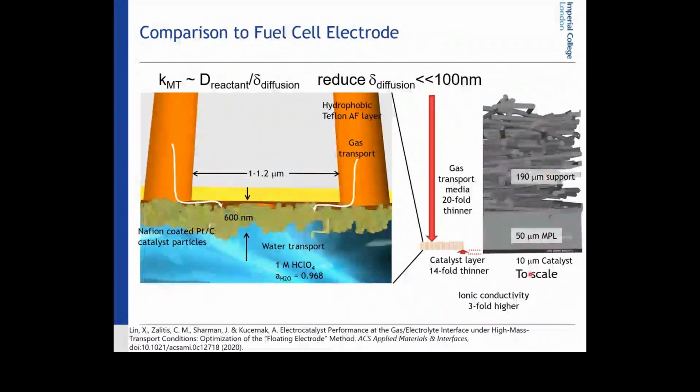And if you compare this to, say, a typical fuel cell or electrolyzer electrode, what we do is shrink the support by at least a factor of 20 to something which is only 10 microns thick, and we make our catalyst layer about 14 or 15 times thinner, so that it's only a few hundred nanometers thick.